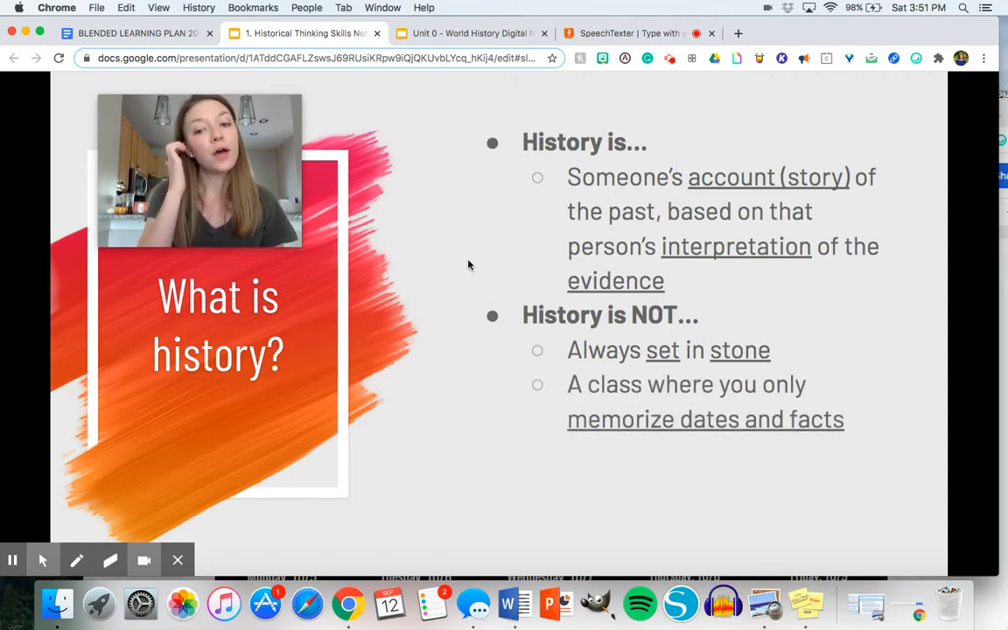History is also not a class where you memorize just dates and facts. You will need to know general time periods and maybe a few dates. However, we are going to be focusing on big concepts, like cause and effect and change over time. That is what we are really going to be focusing on in our course.